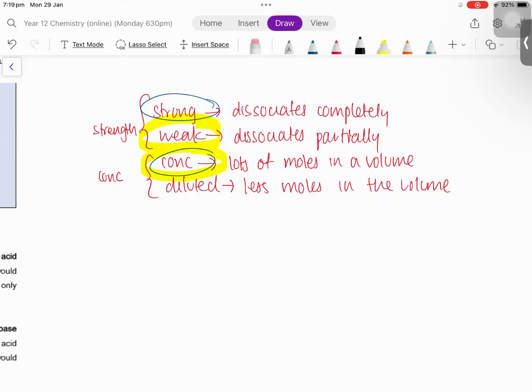What I want you to keep in mind when you're drawing these diagrams or these models is, let's just say we have a beaker.